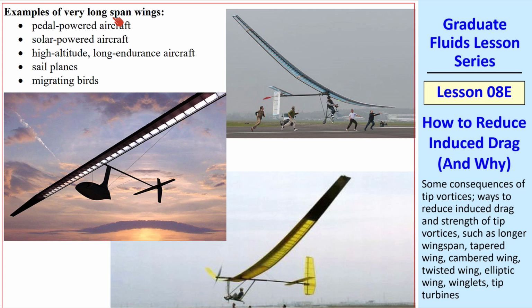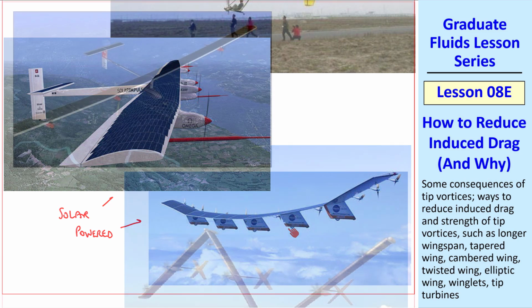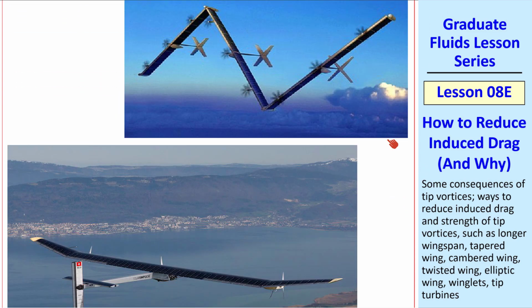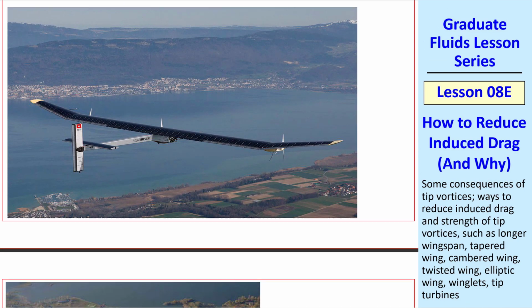We see very long span wings on human-powered or pedal-powered aircraft, solar-powered aircraft, high-altitude long-endurance aircraft, sailplanes, and even migrating birds. Here are some examples of human-powered aircraft. Notice how long the wings are compared to their chord. Here are some examples of solar-powered aircraft. This, by the way, is called a flying wing. Here are some other pictures of various solar-powered aircraft designs. This zigzag one is kind of cool looking. Here's another one with a very long wingspan.